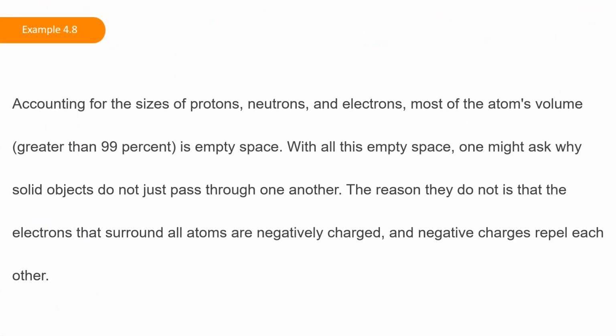Accounting for the sizes of protons, neutrons, and electrons, most of the atom's volume, greater than 99%, is empty space. With all this empty space, one might ask why solid objects do not just pass through one another. The reason they do not is that the electrons that surround all atoms are negatively charged, and negative charges repel each other.